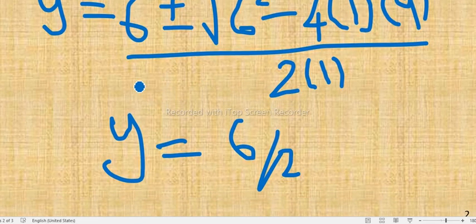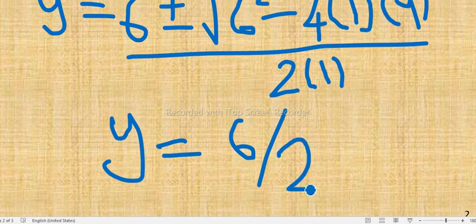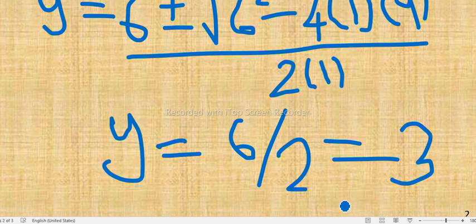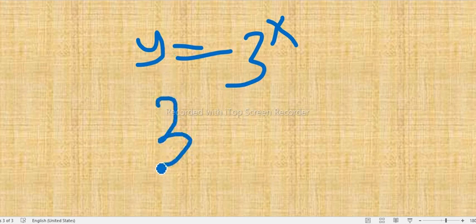Now let us edit this one. Divided by 2, which means y now is equal to 3. But remember, our question needs us to find the value of x, not y. Now let us come to x. At the beginning, we let y be equal to 3 power x, but now the value of y is 3. Therefore, you can say 3 is equal to 3 power x.